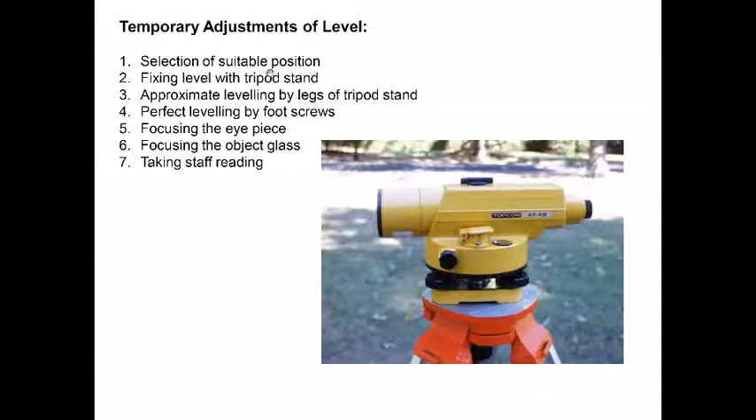Then fixing the level with a tripod stand, approximate leveling by the legs of the tripod stand, and then perfect leveling by the 3 leveling screws. Focusing the eyepiece and the object glass to remove the parallax, and then taking the staff reading.